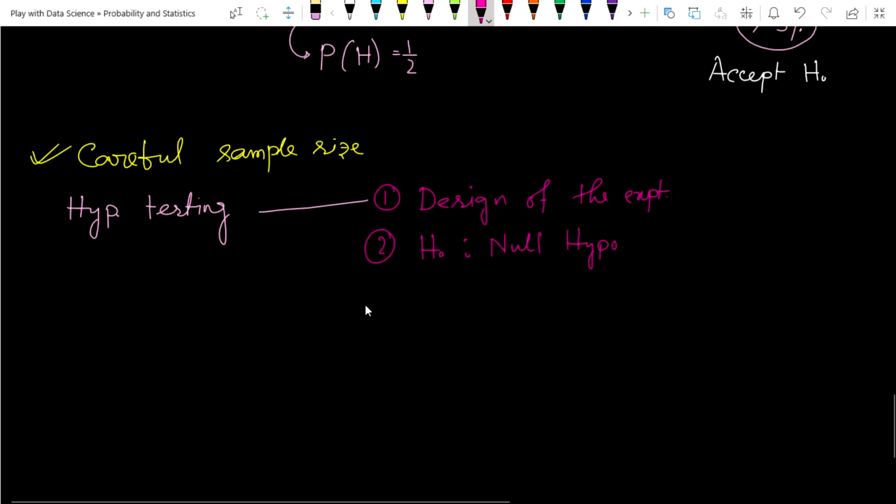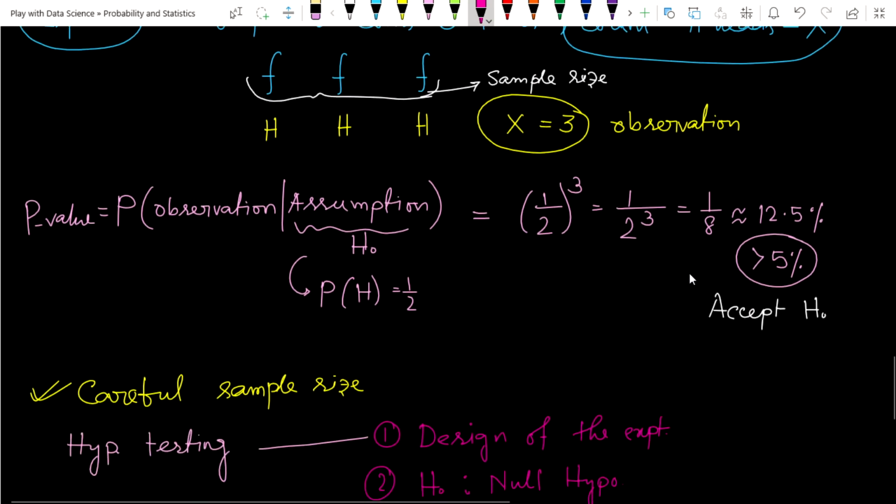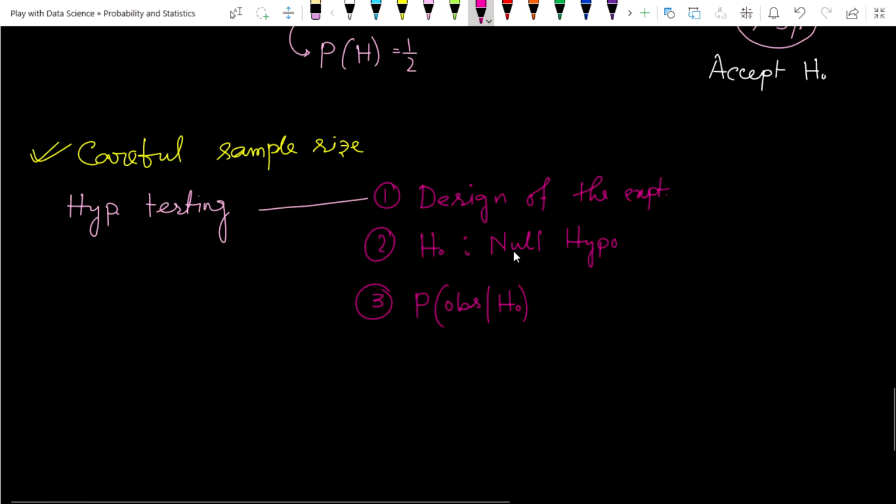The third thing that we have to keep in mind is the decision based on the p-value, the observed value under the assumption of our null hypothesis. Its proper calculation matters, because on the basis of this p-value we will decide whether our null hypothesis is accepted or rejected. So the value of this probability is most important in our calculation.